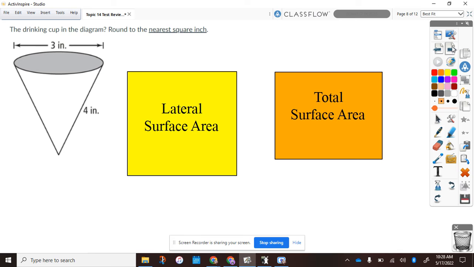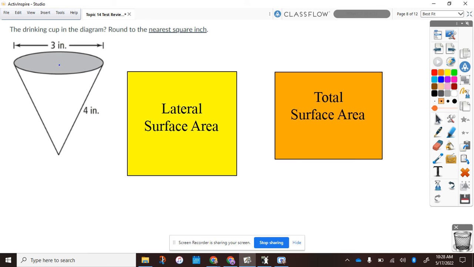Drinking cup: lateral surface area, total surface area. This one doesn't even ask about volume, and that's probably a good thing, because this one doesn't give us a straight height. It only gives us the slant height. Since it only gives us the slant height, we don't actually need to deal with the volume.